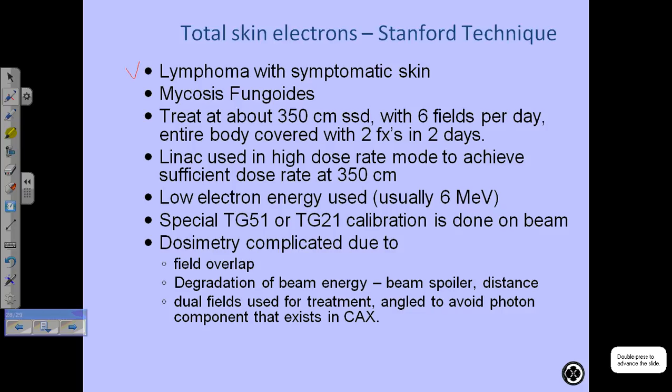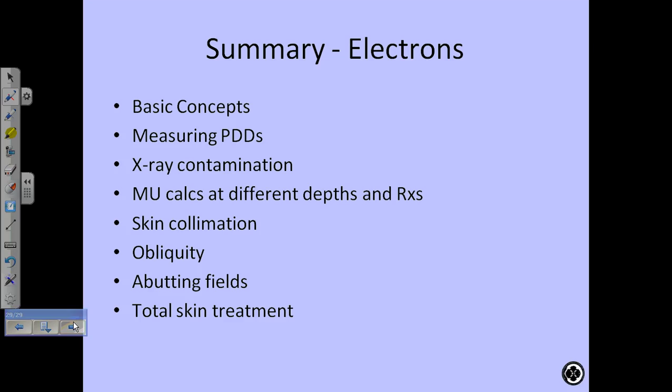So field overlap. We talked about degradation of beam energy, beam spoiler distance. Dual fields used for treatment, avoid photon component that exists in central axis. So I talked about all that. So summary, we talked about basic concepts today. We talked about measuring PDDs, electron contamination, monitoring the calculations at different depths, at different prescriptions. Remember the 90%, etc. Skin collimation with lead. What happens with oblique fields? How do we handle abutting fields? And we talked about total skin treatment.